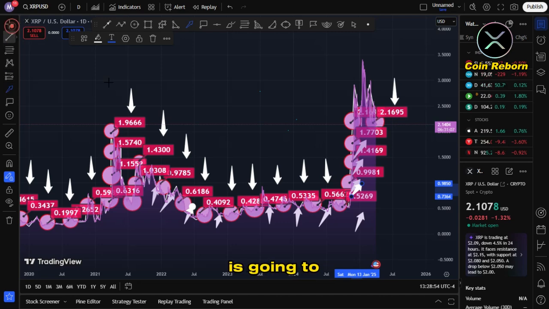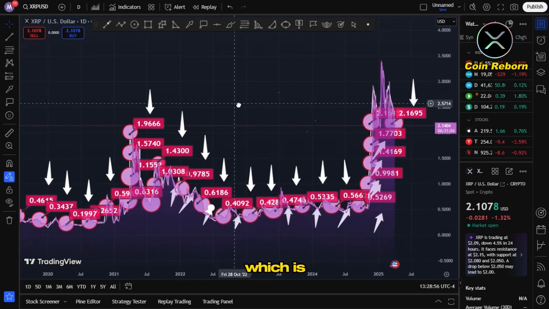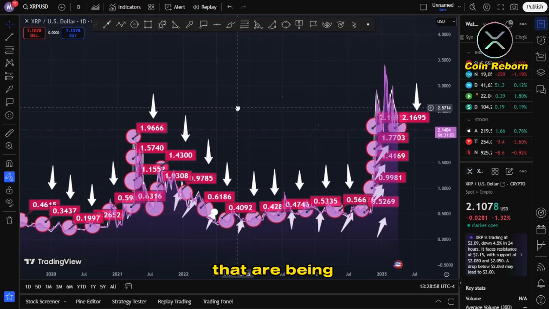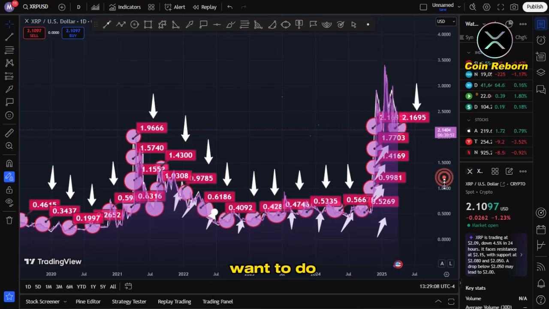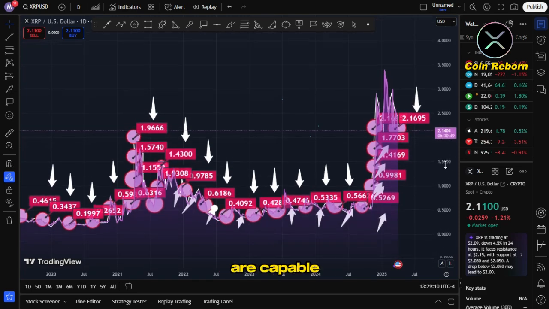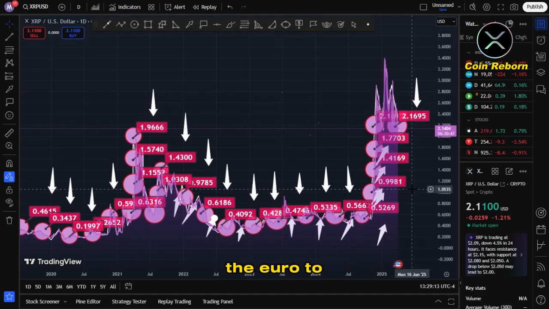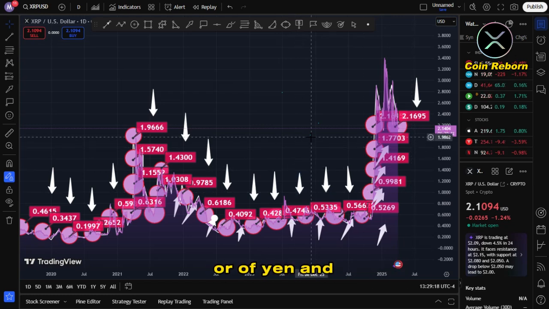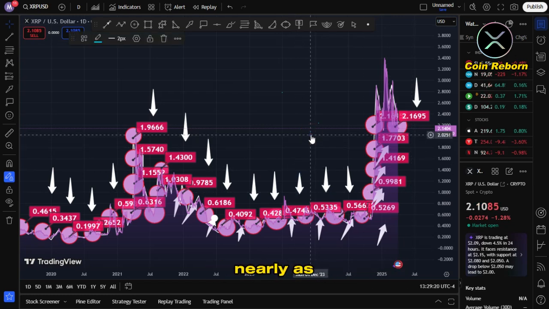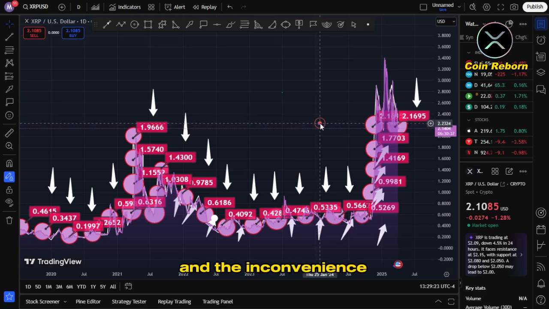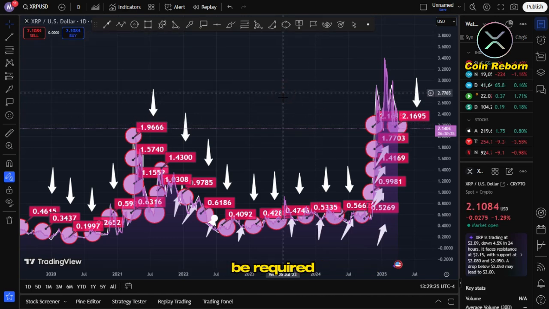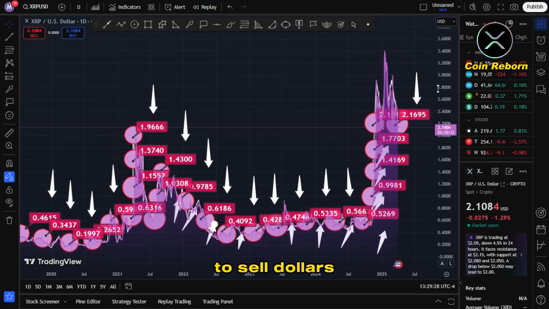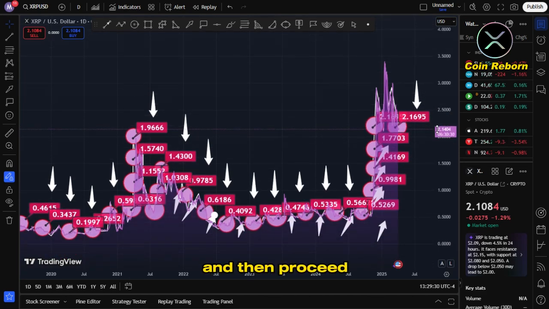Some kind of system is going to be in place to carry out what I mentioned, which is the calibration of currencies that are being traded between. I mean, you don't need a Libra to do what you want to do. You are in possession of machines that are capable of monetizing and calibrating the euro to the dollar instantaneously for a couple of basis points, or of yen and everything else. It won't move nearly as much in a few seconds, and the inconvenience will be that you will be required to sell dollars in order to get XRP, and then sell XRP in order to acquire pesos.